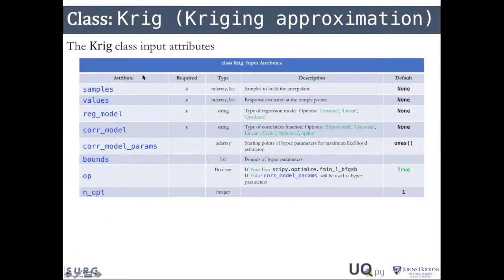So these are the attributes for the Krig class. Samples is an n-dimensional array or a list. Values are the response at those samples, which is also an n-dimensional array or a list. And these are the required attributes. The same goes for the regression model and the correlation model.